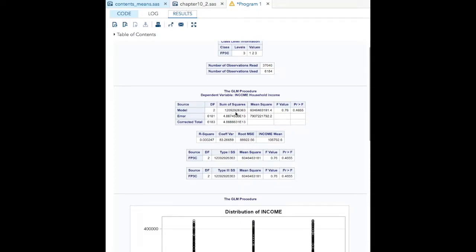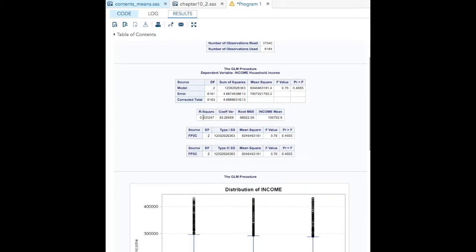Well, here my model sum of squares is very large, but my error sum of squares is also very large. This is in scientific notation, right? So there's another 13 places out here. My F value is 0.76. Not very large. The probability of an F value that large is 0.46. So about half the time I would get an F value this large just by chance. The R squared is way less than 1%: less than 1% of the variance in income is explained by which of these three groups you are in.